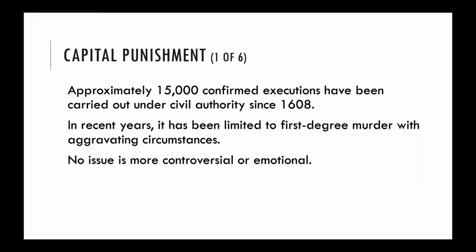Okay, so let's discuss capital punishment, which, if we haven't already covered, and I believe we've spoken about it a few times, is the death penalty. Approximately 15,000 confirmed executions have been carried out under civil authority since 1608. Okay, 15,000. I don't know if that number seems big or small to you, but that's how many people we've put to death. In recent years, it has been limited to just first-degree murders with aggravating circumstances.